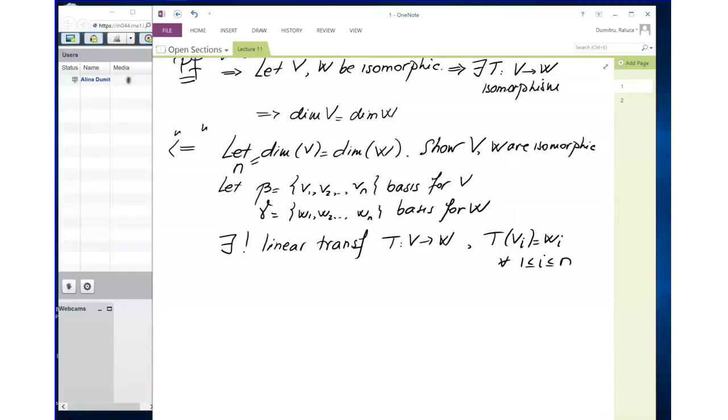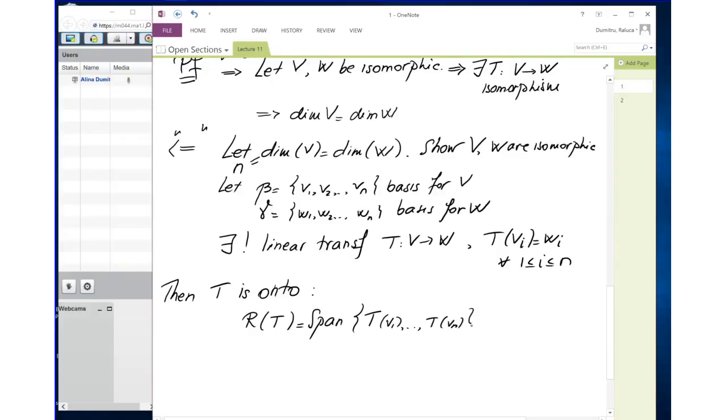So I define T of Vi equals Wi. This linear transformation I can show is an isomorphism. It is linear, so all I need to check is that it is invertible. Let's look at the range of T. It is the span of the images of the elements in the basis of V, V1 through Vn. But those were defined to be W1 through Wn. Now this is the span of W1 through Wn. Well, that represents the basis for W.